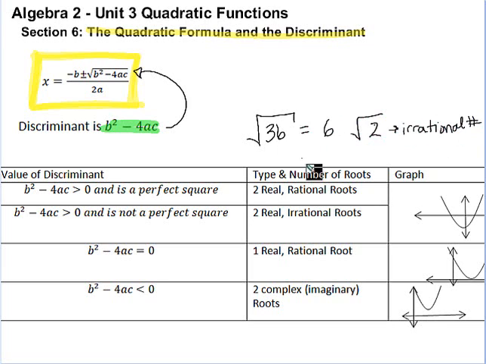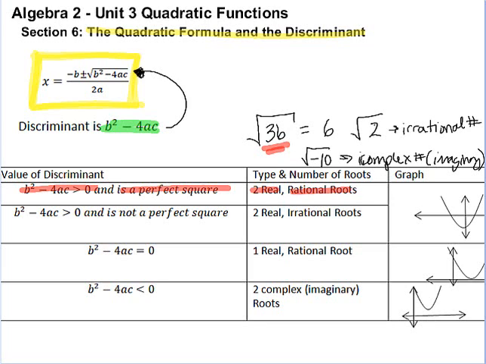Okay? Or if we take the square root of a negative 10, that ends up being a complex number or an imaginary number. So the part of the quadratic formula that really tells us what type of solutions we have is the number we get inside the square root. So if that discriminant is a perfect square and it's greater than 0, so it's a number like 36, 49, 64, we're going to have two real rational roots.